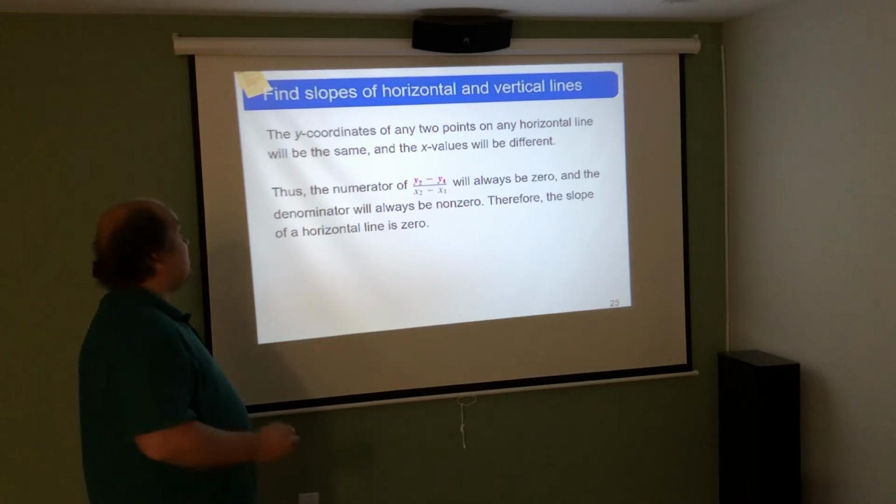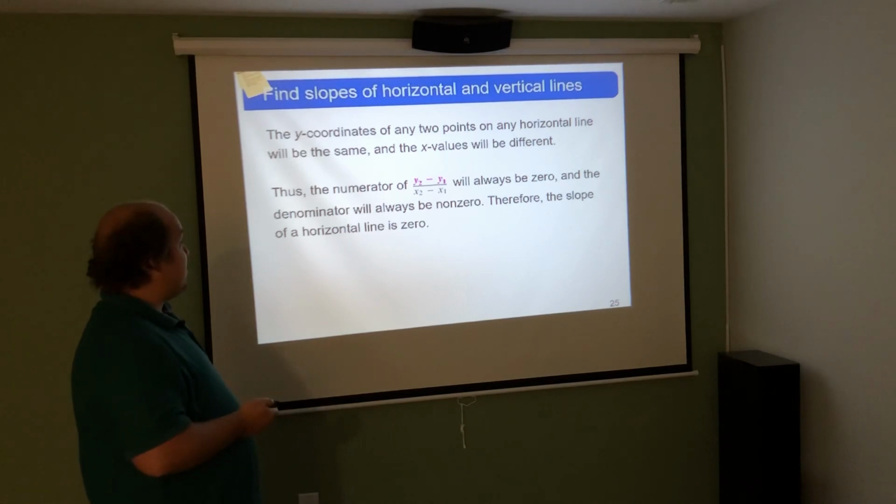Anytime you have two points on a horizontal line, the y coordinates will be the same and the x values will be different. So every time you have a horizontal line, you're going to get a slope of 0.